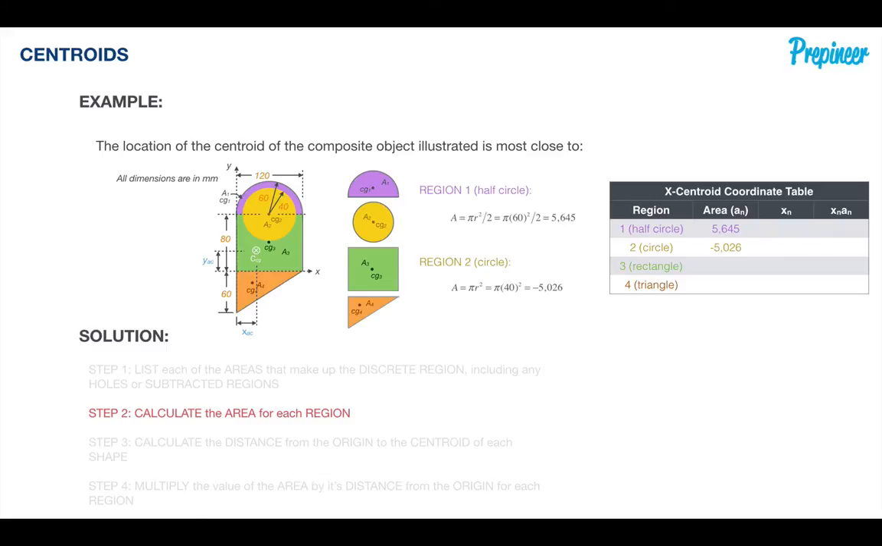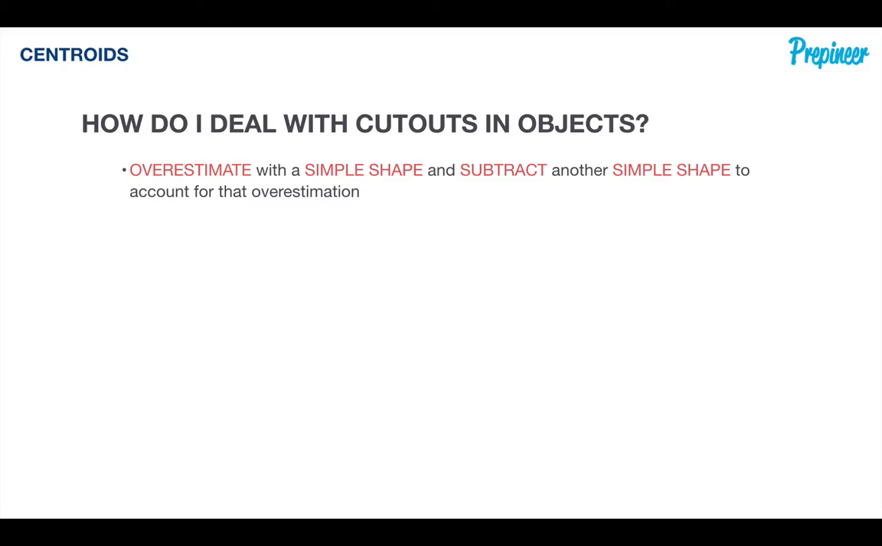Now we know that the area of a circle is pi r squared. So for region 2, we plug in our dimensions and we get a value of negative 5,026 and plug that into our coordinate table. Why is that a negative number? Why do we have negative 5,026 as our value here? It is a hole. It is an empty space in this object, and we need to account for that.